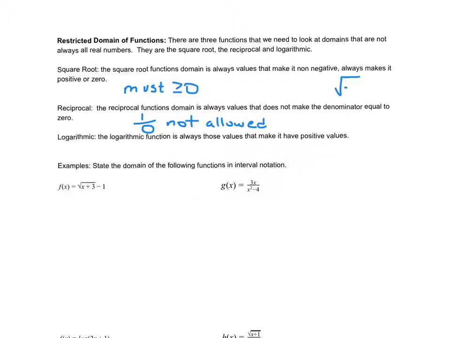The third and final one we'll talk about is the logarithmic function. The logarithmic function is always those values that make it positive. So in this case, it must be strictly greater than 0. Just like the square root, except it can't equal 0.